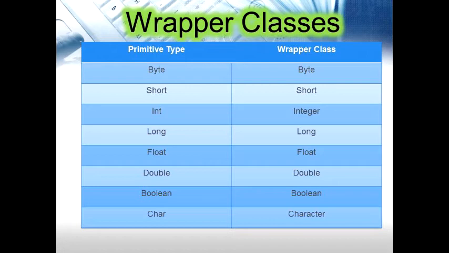Note that the names of primitive data types are all in lower case, whereas the first letter of the wrapper class is in upper case. For example, float is a data type whereas Float is a wrapper class. These wrapper classes are defined in the java.lang package, and now we will see the hierarchy of the wrapper classes.